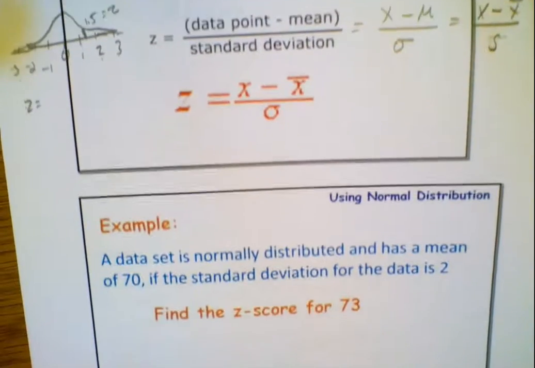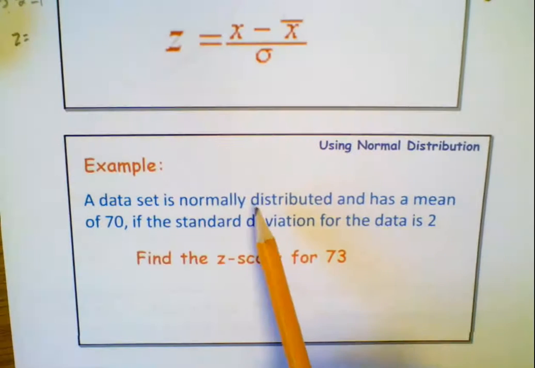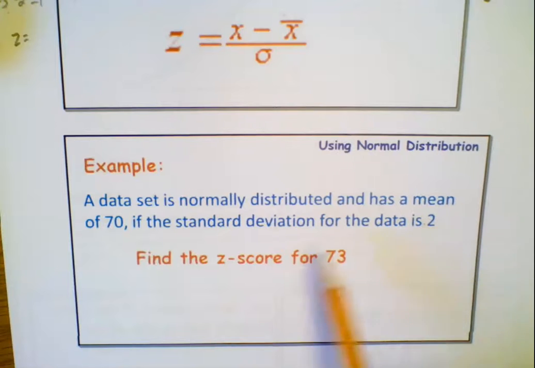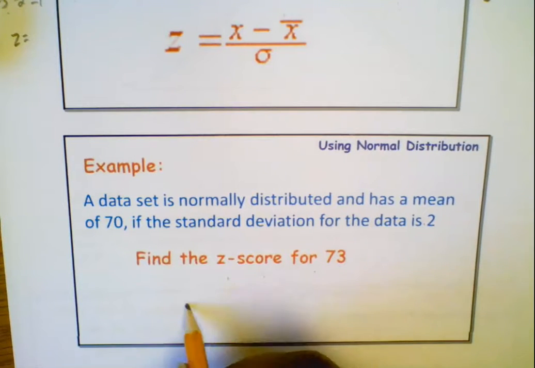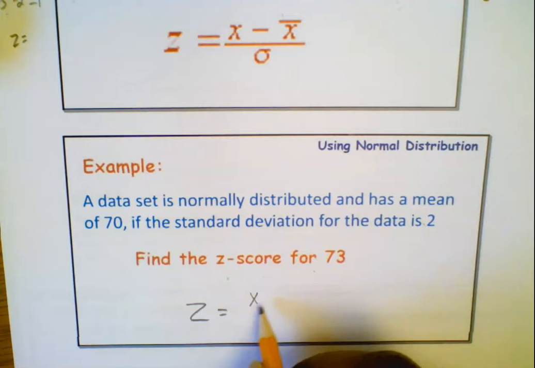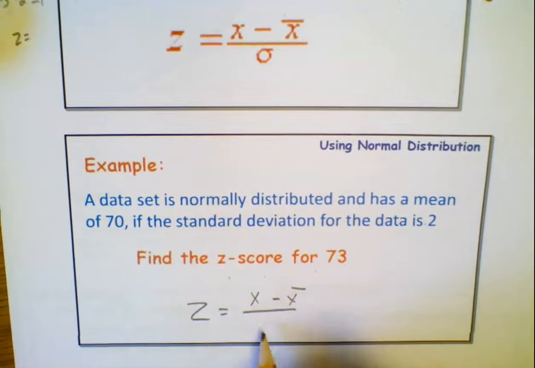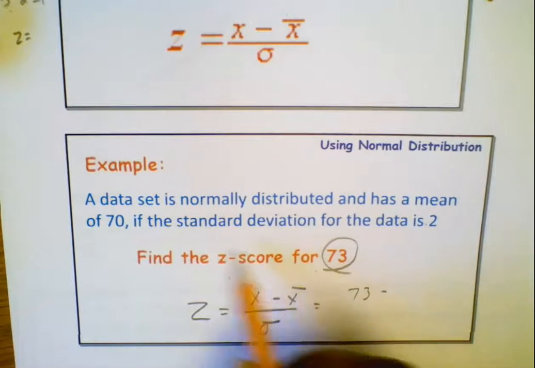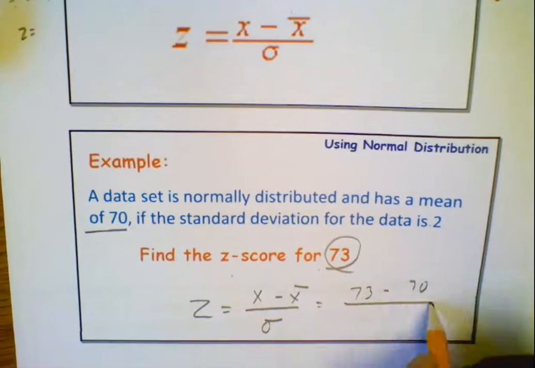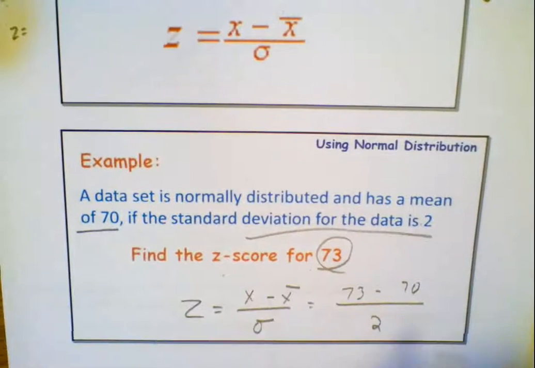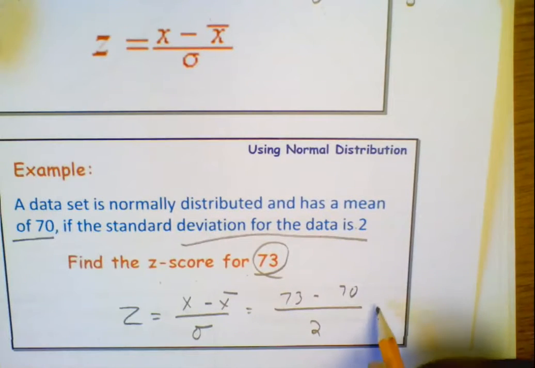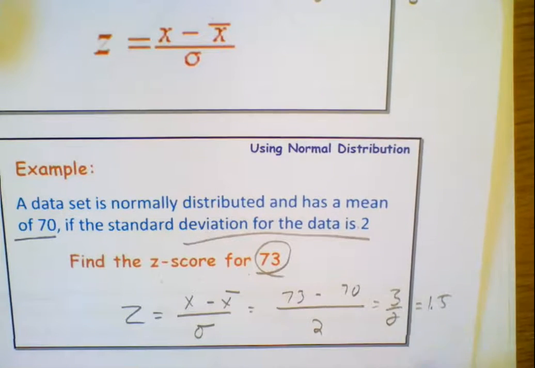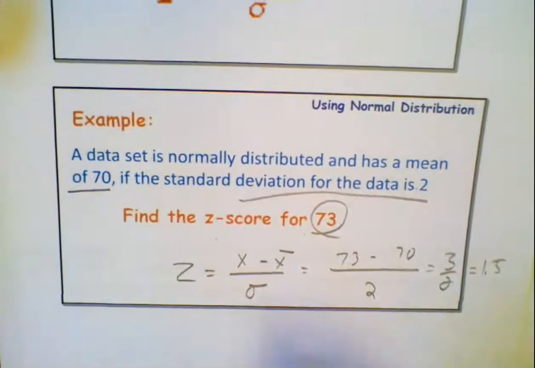Given this example, a data set is normally distributed with a mean of 70 and a standard deviation of 2. Find the z-score for 73. To find that z-score, z is going to equal the x they gave you, take away the mean, divided by the standard deviation. The value they gave you is 73. The mean they told you was 70. The standard deviation they said was 2. So 73 take away 70 over 2, which is 3 over 2. So it's 1.5. The z-score for that data point is 1.5.